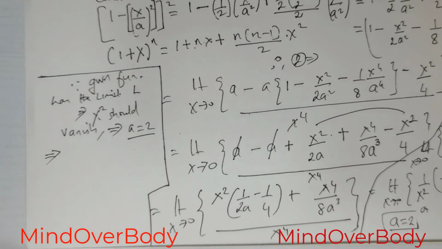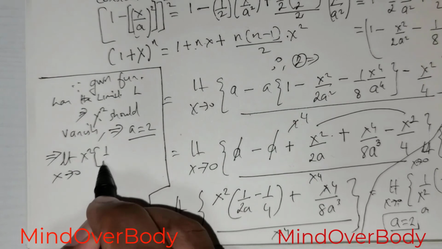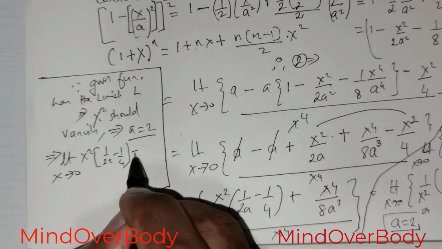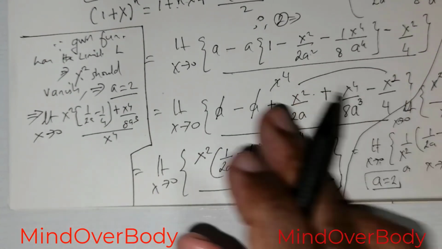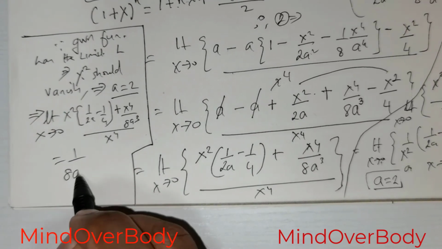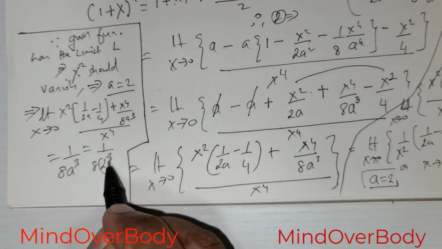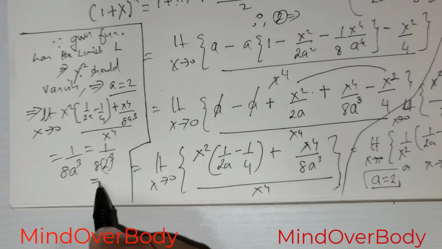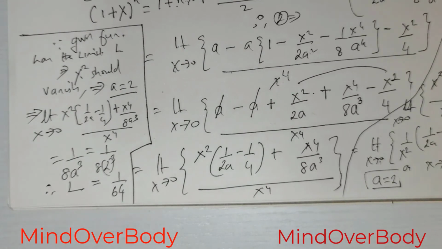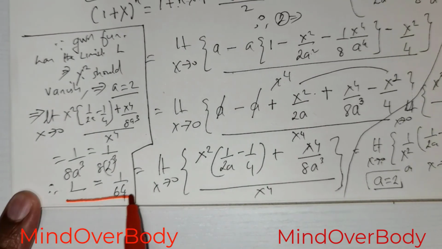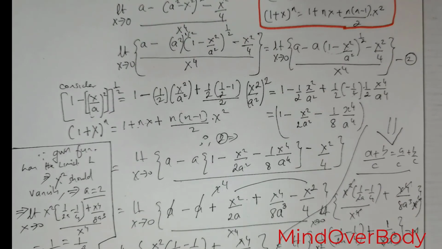Hence, this in turn would imply the limit as x tends to 0 of x^2 (1/(2a) − 1/4) + x^4/(8a^3) divided by x^4 is giving us 1/(8a^3). Now a is equal to 2. So this means 8 times 2 raised to the power of 3. 2 raised to the power of 3 is 8. 8 times 8 is 64. So the value is 64. Therefore L is equal to 64, which is a good place for us to stop. Thank you, students. I hope you understood this entire question.